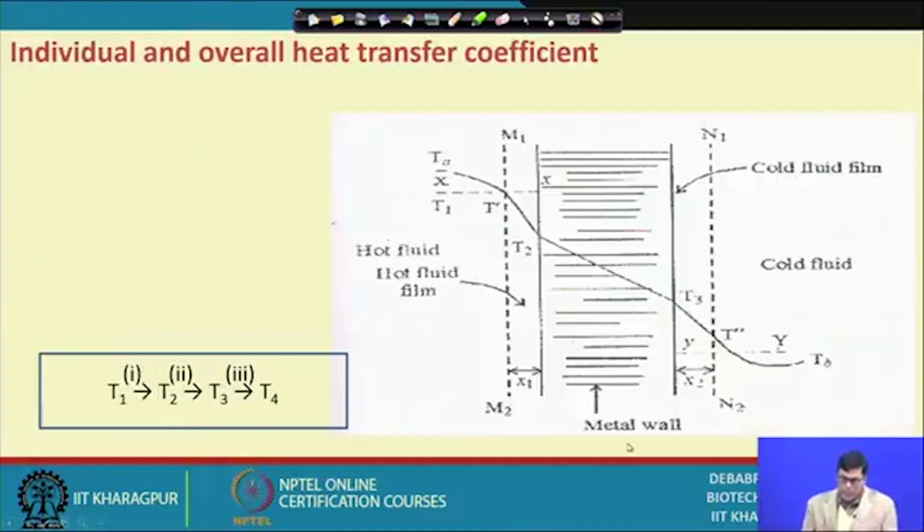Now, this is how we can explain it. These are the different layers that we have, and we can measure different resistances at different places. This is the cold film, this is the hot side, and this is the metal surface, the metal wall. So, the temperature is falling like this, and you can write T1 to T2, T2 to T3, T3 to T4.